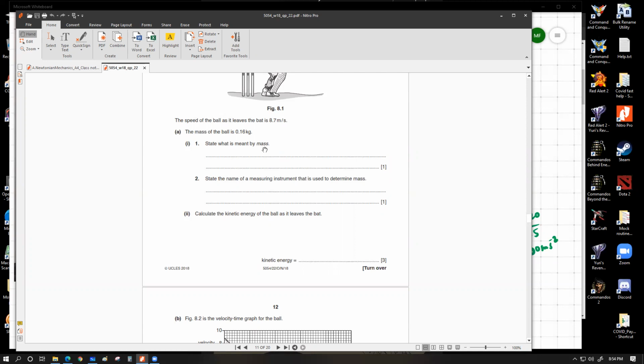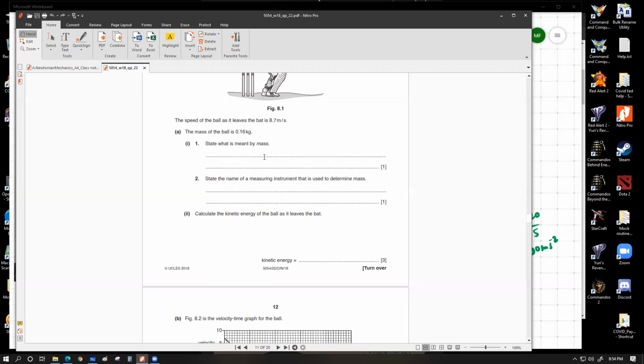State what is meant by mass. If I was writing the answer, I'm going to write: the property of an object that opposes its change of velocity is mass. That's the inertial definition of mass. So any object which has mass will always oppose its change of velocity by Newton's first law. So it's one way of defining this, but there can be other definitions as well.